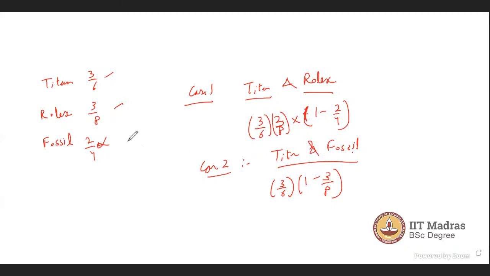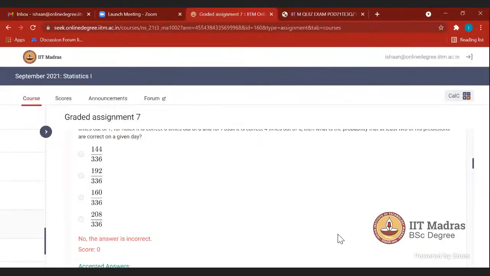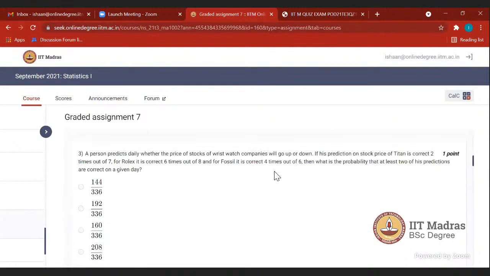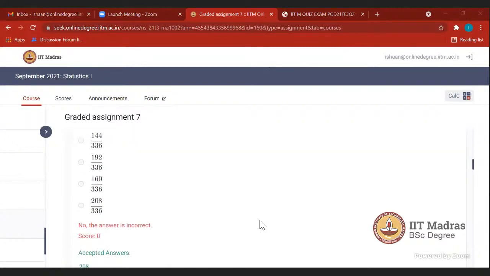Here, Titan and fossil are right, but Rolex is wrong. So now you can do it, I think. Rolex, fossil. Actually, in case 4 we missed that incorrect part. That is 1 minus 2 by 4. That's okay, sir. But if we add all these, it is crossing one, sir. The answer is crossing more than one. It won't cross 1 in any case. Check your calculation. It will not.